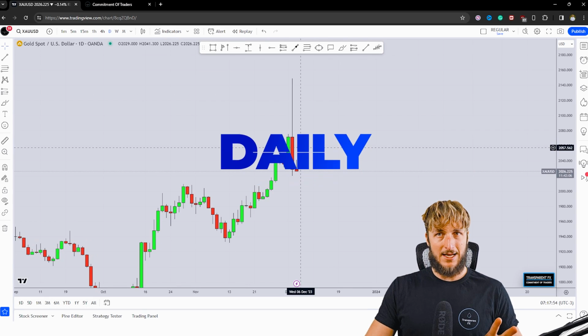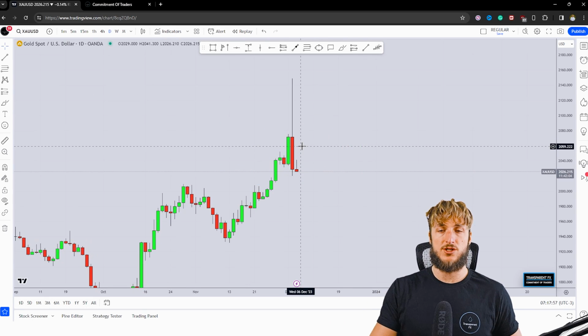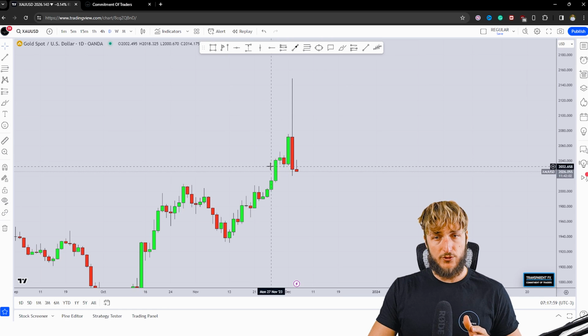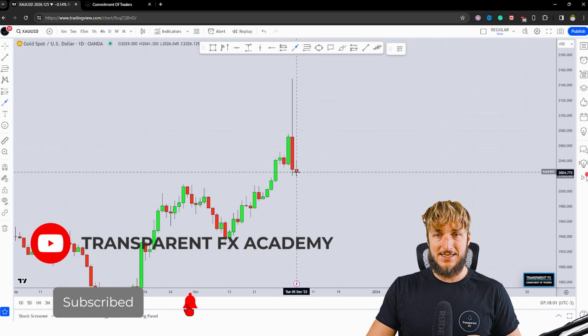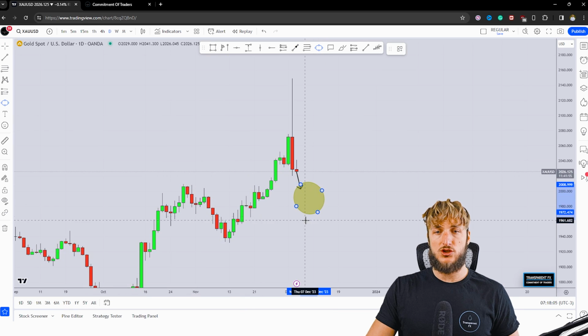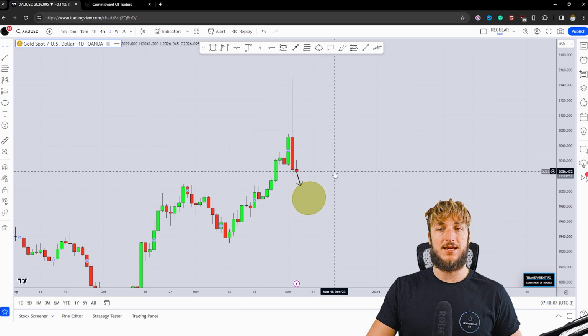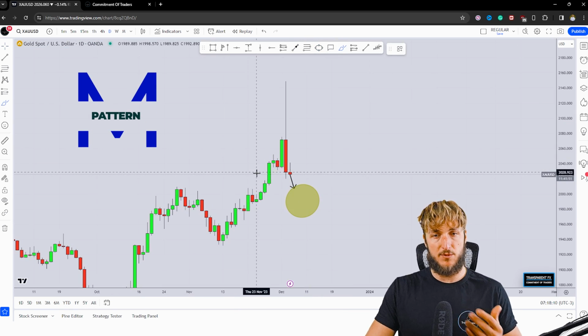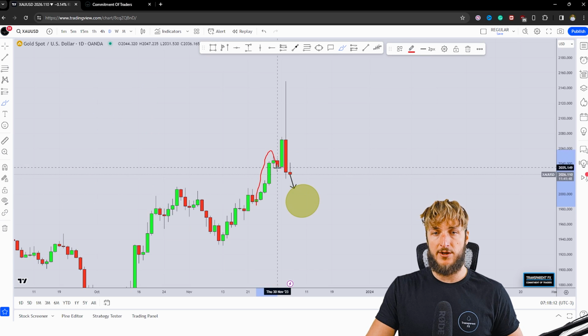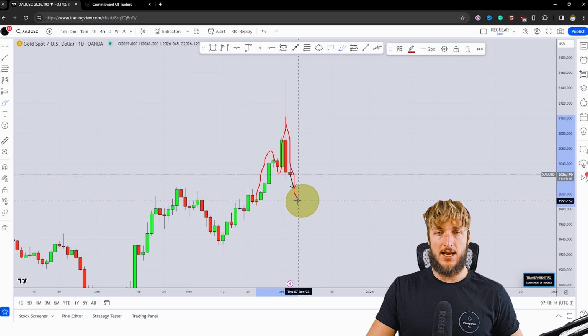Now, moving back to the technical side and keeping in mind that institutions are adding longs, what we have to notice from a daily perspective is that if we see a bit more bearish price action, that would essentially create a very interesting M pattern from a daily perspective, because if we follow the movement, we can see a move higher, correction, move to the upside, and then a move lower.